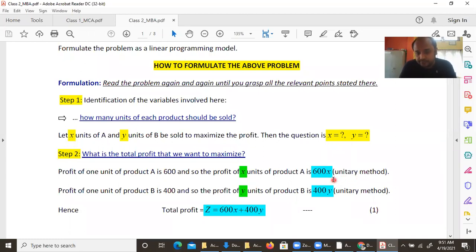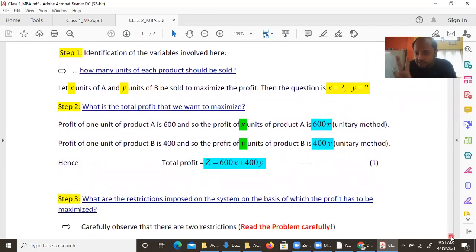It is quite obvious. Similarly, since the profit for 1 unit of product B is 400, and you have already assumed Y units for product B, then the total profit for product B will be 400 into Y. 600X is the profit associated with product A, and 400Y is the profit associated with product B. So the total profit, which I'm naming capital Z, is 600X plus 400Y.